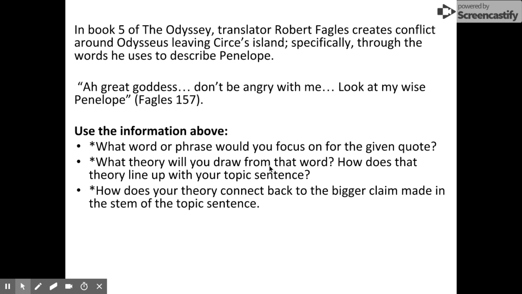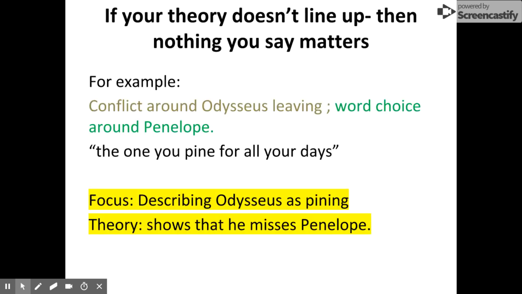So when I start this, I usually start looking at a quote, and I look back at my topic sentence, and I start by looking for my stem, looking for words used to describe Penelope. And the first thing I usually do is look into my quote, "Great goddess, don't be angry with me." This is Odysseus talking. And then he says, "Look at my wise Penelope." So if I am trying to support this branch, words to describe Penelope, I'm going to pick out the word wise as my focus. So it's really important, before we go any further, that your focus and your theory line up with that branch.